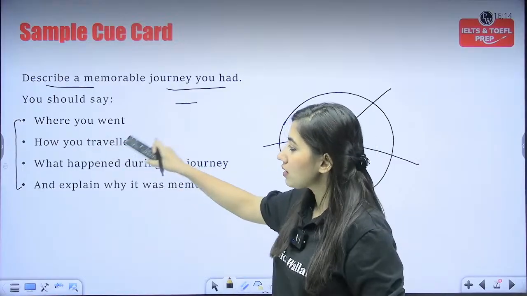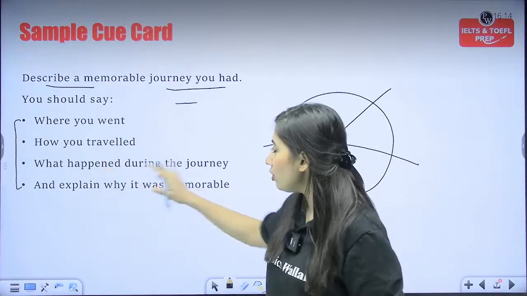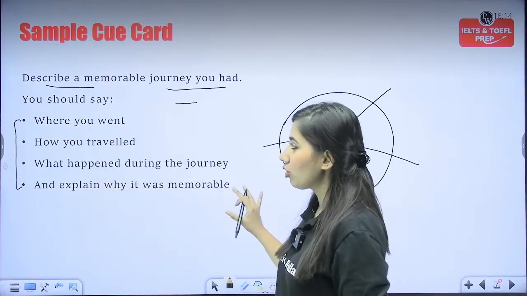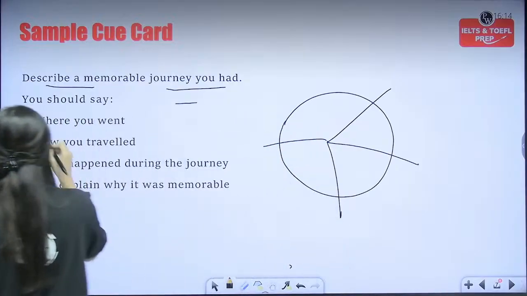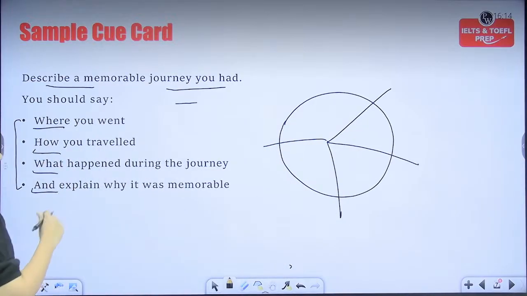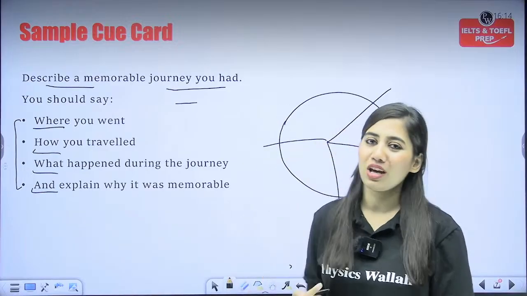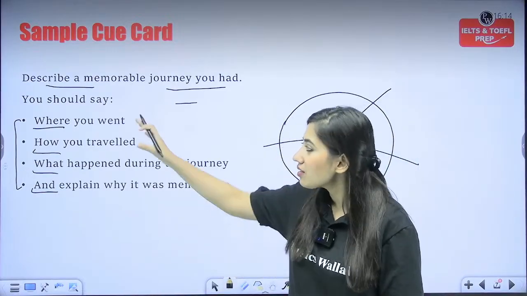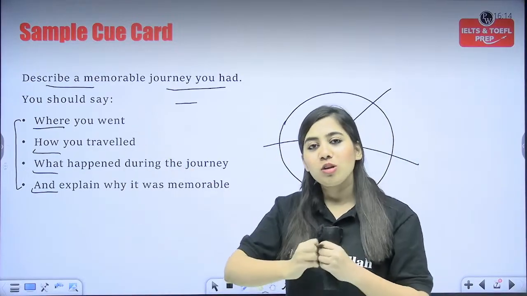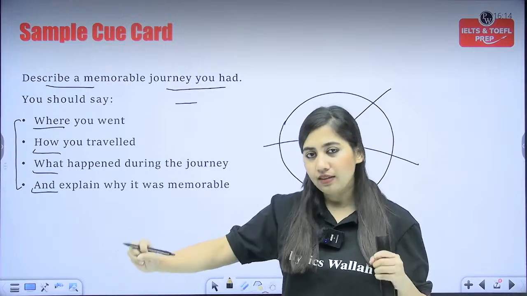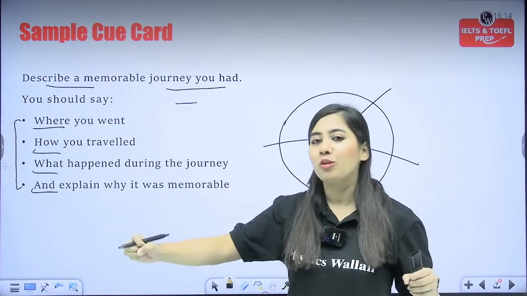Where you went, how you traveled, what happened during the journey, and explain why it was memorable. So where, how, what, these are questions, right? Which I'll have to include in my response. Basically, these are helping me to talk about my response at length, right? They are helping me to elaborate upon my response.